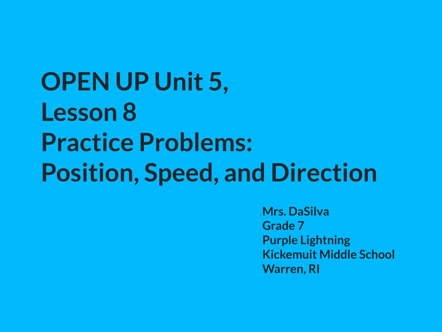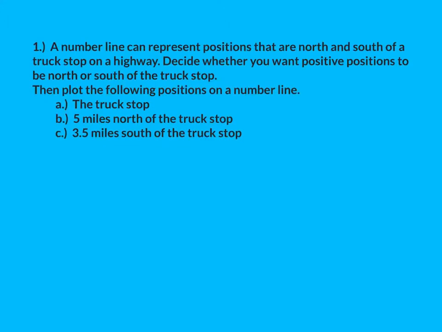So we're going to be going through the practice problems for lesson 8. And we've been talking about position, speed, and direction. So the first thing that we have here is a number line can represent positions that are north and south. I know that we've talked about these directions, north and south, in other lessons. So let's keep that in mind.